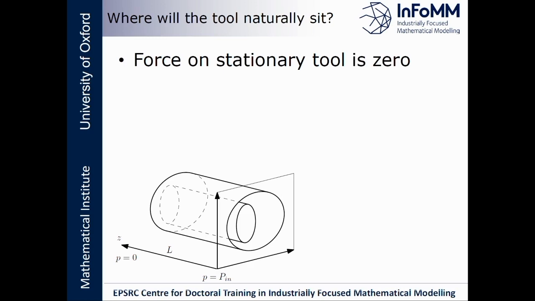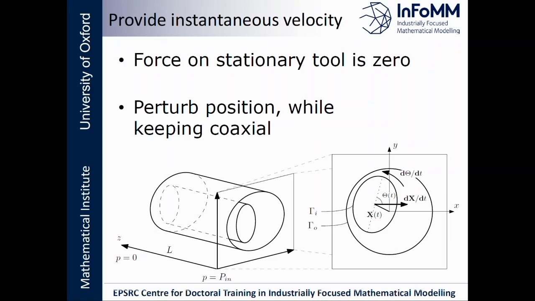And if we just have a stationary tool, then the force is going to be 0 because we don't have any cross-sectional pressure gradients. So the way that we posed this problem is we thought about perturbing its initial position. And here in this inset diagram, I've labeled the position of the center of the working tool as capital X, and its rotational position, theta, which is the angle made by the major axis of the tool with the x-axis of the domain, and we prescribe these initial velocities, a translational velocity dX/dt, and a rotational velocity dθ/dt.